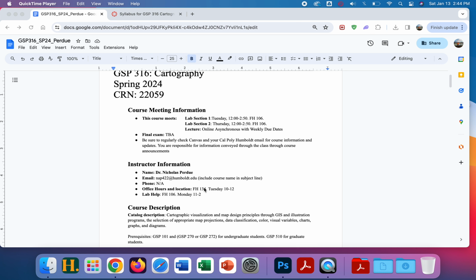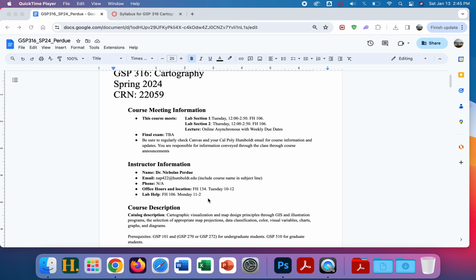Office hours, I have office hours on Tuesday from 10 to 12. These are my general office hours for all my classes and advising and all that stuff. I'm an advisor for the Geospatial Science and Technology minor and for the new major. So if you have any questions about the geospatial program more broadly, advising questions, course questions, etc., I'm available during this time. You can always talk to me during the lab time as well about any of those questions.